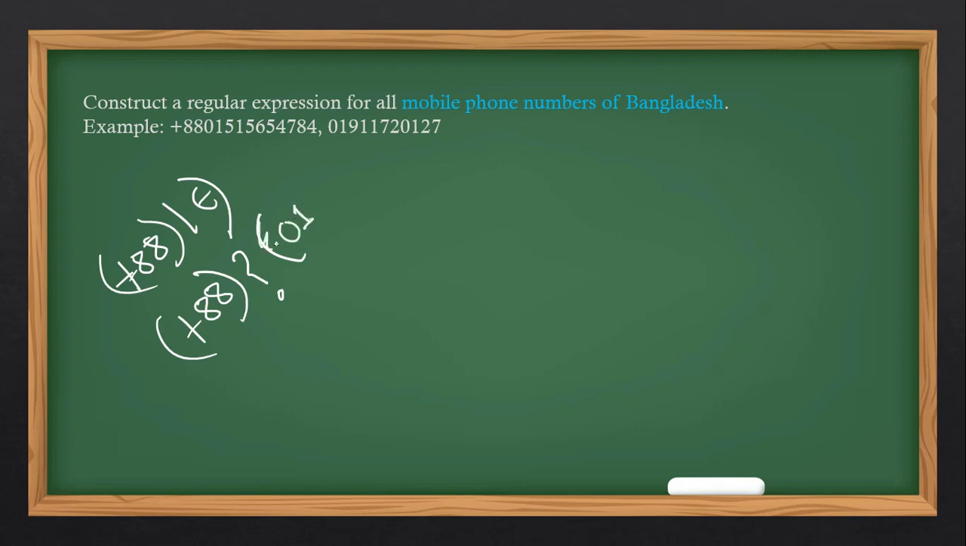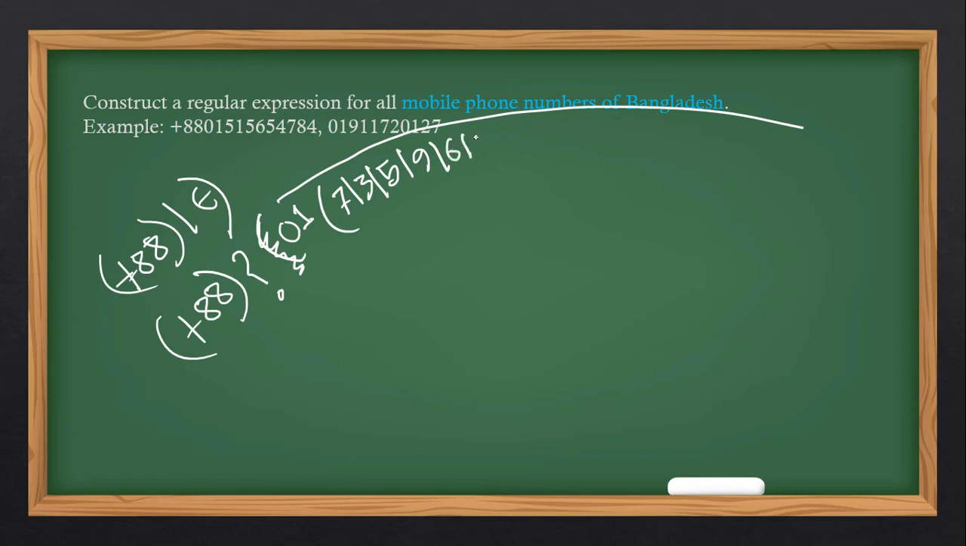We don't need a bracket here. This is guaranteed to occur. After that we have a choice of digits. For Grameenphone we have 7 or 3, for Teletalk 5, Banglalink 9. This is not a straight line. For Banglalink 9 we have Airtel 6, Robi is 8. So that's it. And after that we have 8 digits remaining, right?